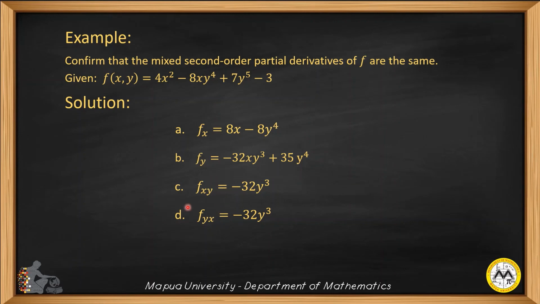So with this, having the second partial derivative of f with respect to xy given by negative 32y^3, and the second partial derivative of f with respect to yx also given by negative 32y to the third power, or y^3, then we conclude that the second mixed partial derivatives of the function f are said to be equal.